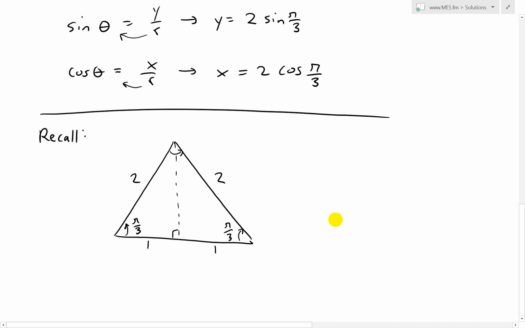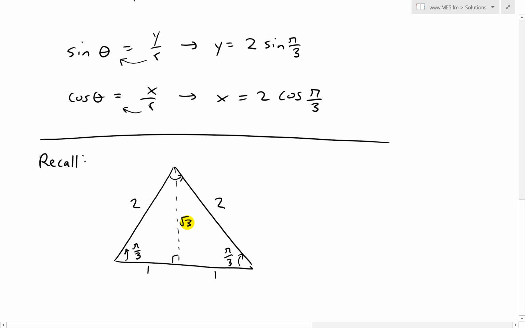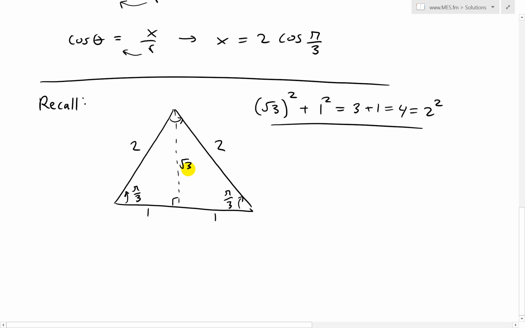Now we have ratios, and this distance across is square root 3, because using the Pythagorean theorem, square root 3 squared plus 1 squared equals 2 squared. The square root cancels, so this equals 3 plus 1, which is 4, which equals 2 squared. So this is the Pythagorean theorem, and you'll see that's it. Let me write Pythagorean theorem, spelled P-Y-T-H-A-G-O-R-E-A-N, theorem.